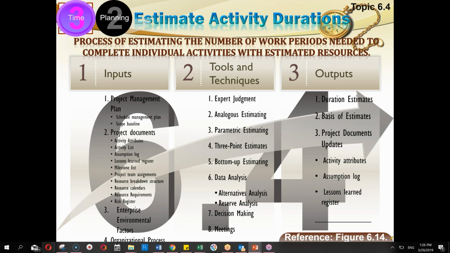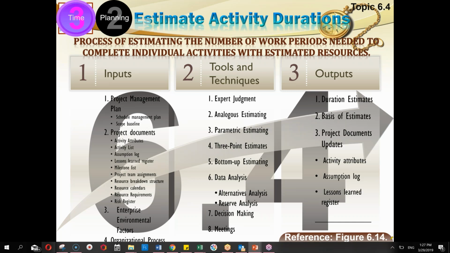And ultimately, if all the control accounts are put together, summed up together, that will give you the total budget of the total estimate of the project. Then you can do data analysis, like alternative analysis and reserve analysis, where to keep reserve. Decision making you can do, and you can conduct meetings.